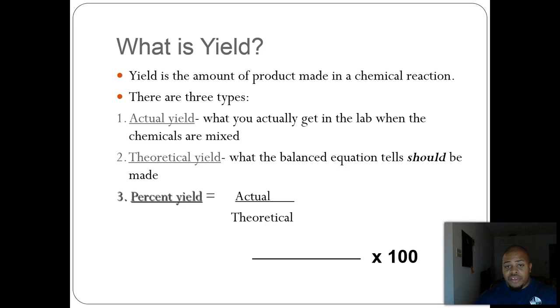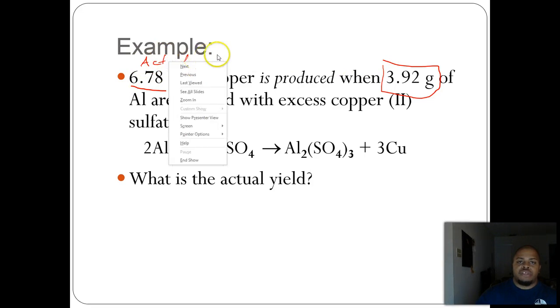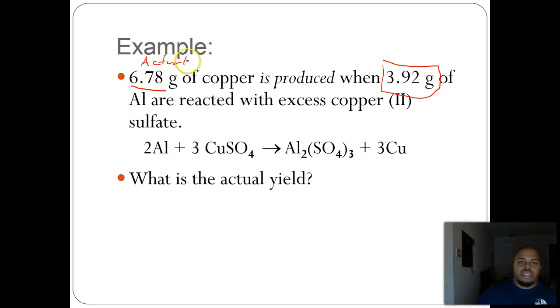So let's take a look at what we have here. We have 6.8 grams of copper is produced when 3.92 grams of aluminum react with an excess of copper 2 sulfate. Now, 2 things I want to point out. It tells you this much is produced when this amount goes through a reaction. So this, in this case, is our actual yield. Sometimes it'll be given to you at the beginning. Sometimes it'll be given to you in the middle. But the key is it tells you how much is produced when a certain amount is actually going to react.